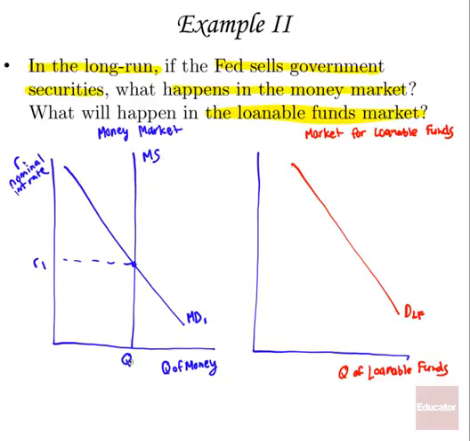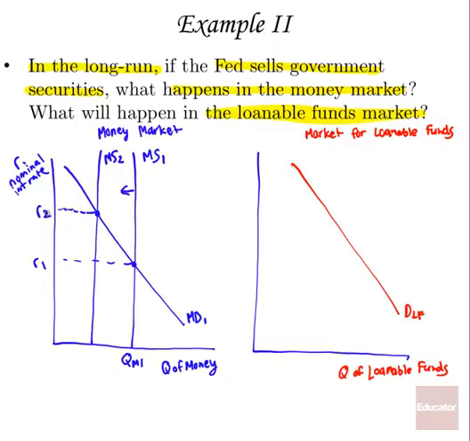This is QM1 here. Now, in the long run, if the Fed sells government securities, the money supply is going to shift from MS1 to MS2. Now here's the problem. We're in the long run here. So when the money supply shrinks, it raises the interest rates.